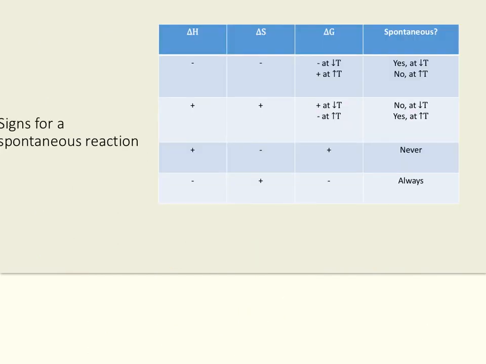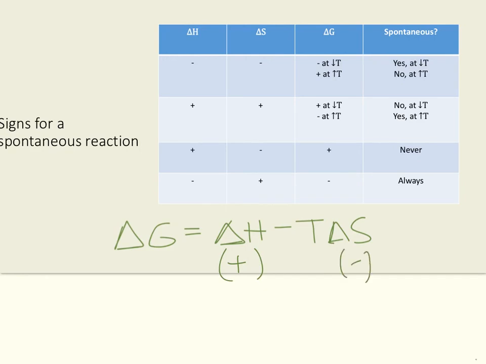All right, signs for a spontaneous reaction. You either need to have this table memorized or you need to understand how it works, one or the other. And it all comes from delta G is equal to delta H minus T delta S. So for instance, I'm only going to go over part of this right here. If delta H is positive and delta S is negative, then this right here will be positive, and we have a positive, so we add these two together and we would get positive, and so it would never be spontaneous because we would always get a positive delta G. And in order for a reaction to be spontaneous, delta G has to be negative.